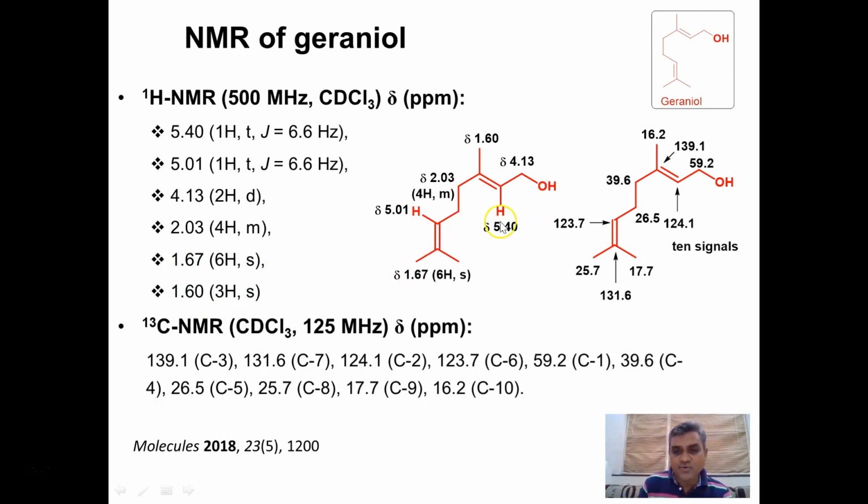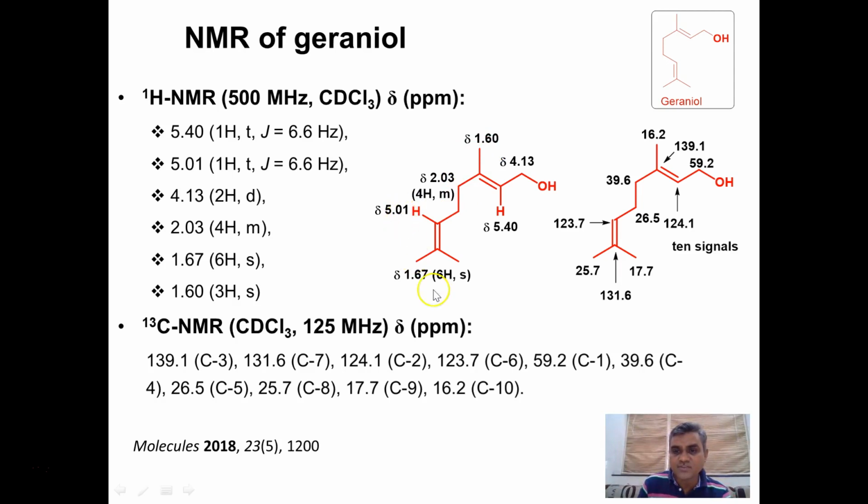We have olefinic protons here, and here is also an olefinic proton. It is around 5.40. It's more deshielded than this olefinic proton because of the oxygen inductive effect. 4.13 is very distinct, we get a doublet here. This is at 1.60, again appearing as a singlet, and these two carbon atoms will appear as a multiplet.